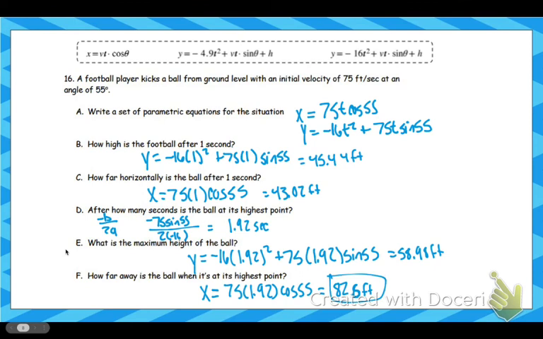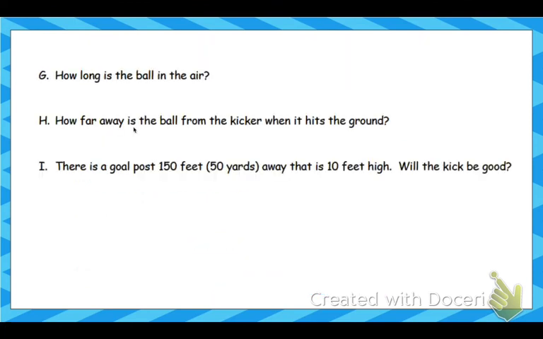All right, let's look at a couple more here. How long is the ball in the air? That means when y is 0. So when y is 0, I would take my y equals equation, negative 16t squared, plus, I'm trying to remember what my velocity was, I think it was 75t sine, and my angle was 55.